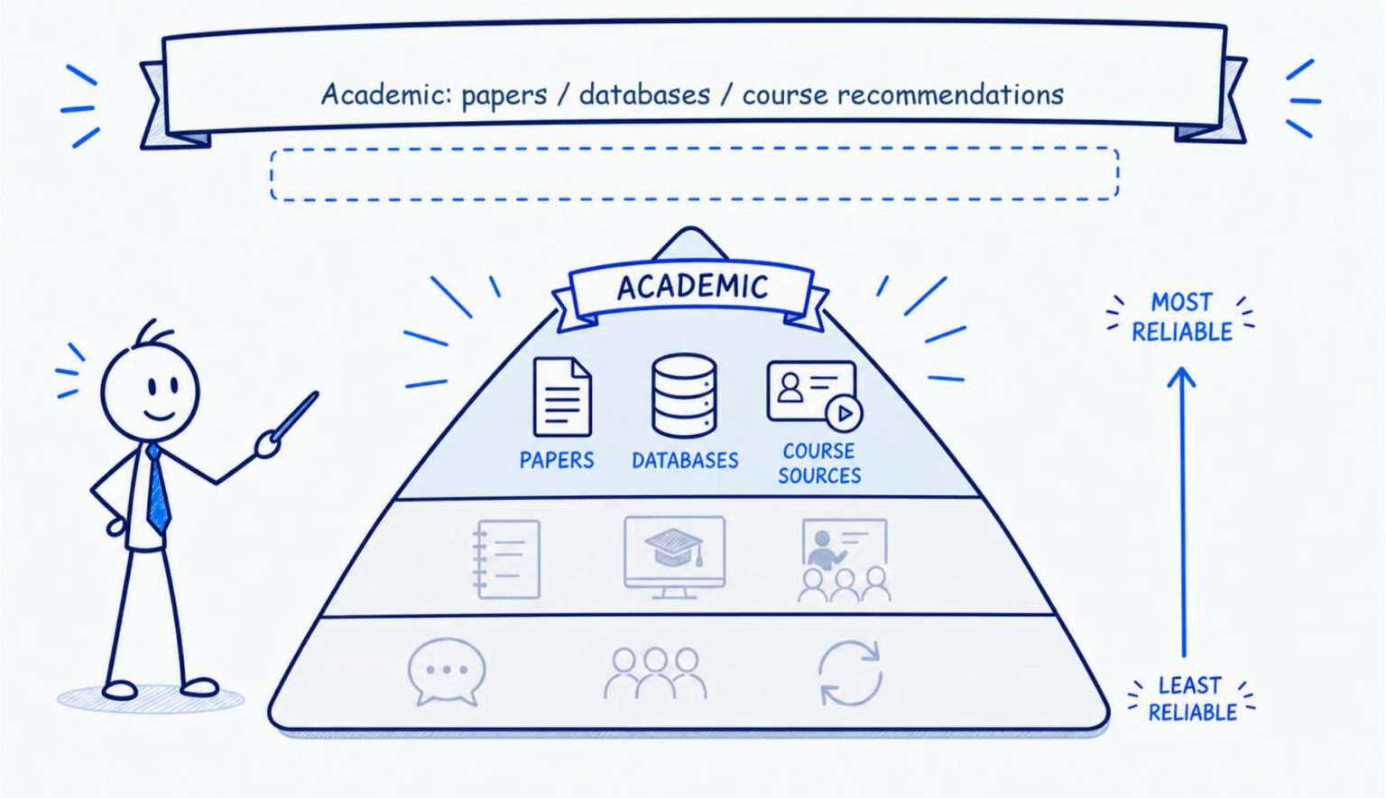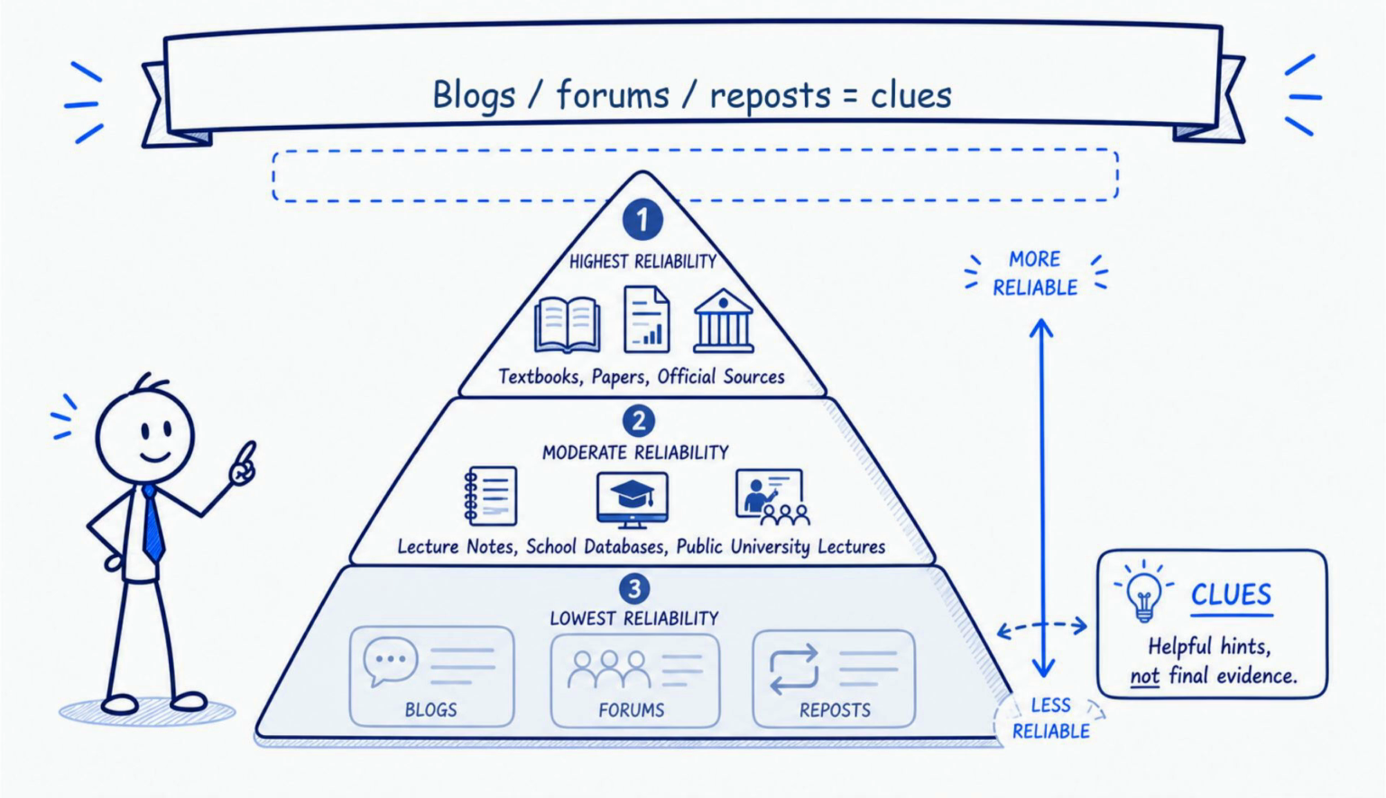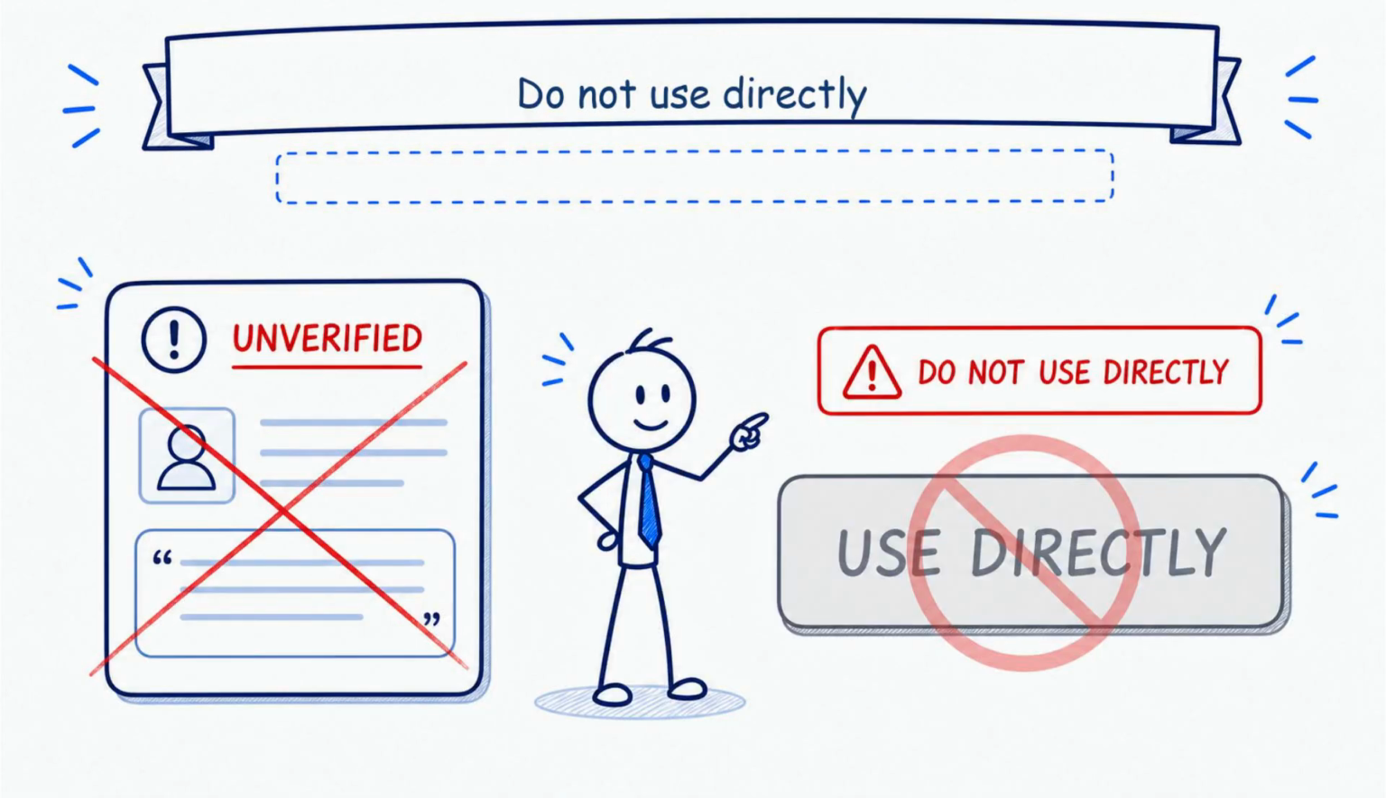For academic content, prioritize Google Scholar, university library databases, professional databases, or sources recommended in your course. For basic knowledge, prioritize textbooks, lecture notes, university open courses, official organization websites, or recognized sources in the field. Blogs, forums, and reposted articles can be used as clues, but you should not easily treat them as high credibility sources. If you cannot find a reliable source using the title, author, or keywords, mark that claim as 0 points for now and do not use it directly.